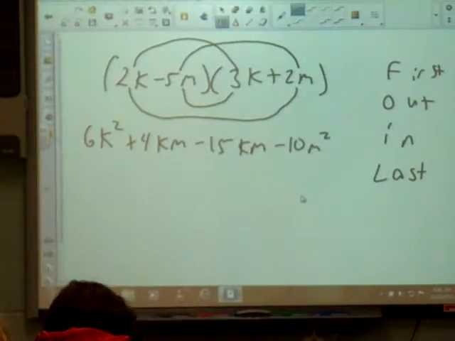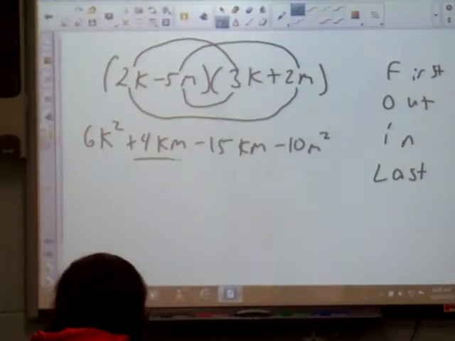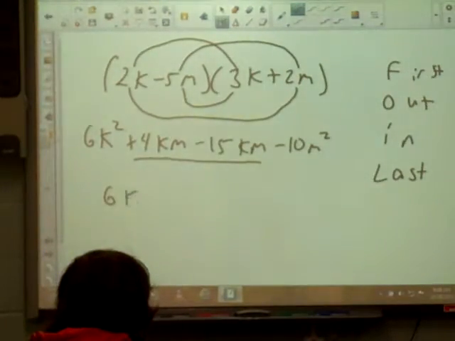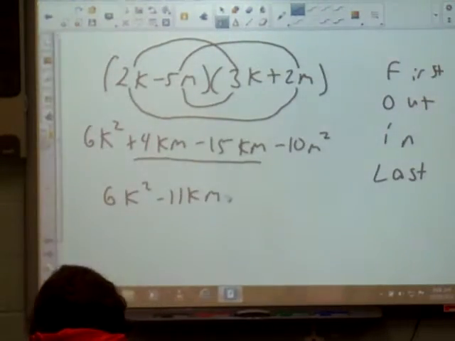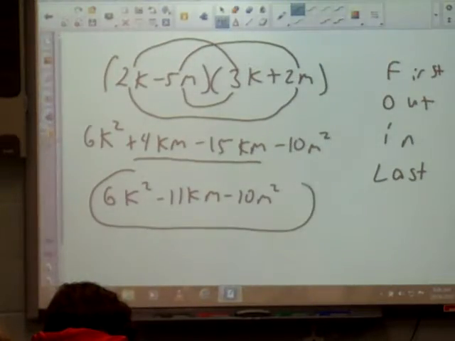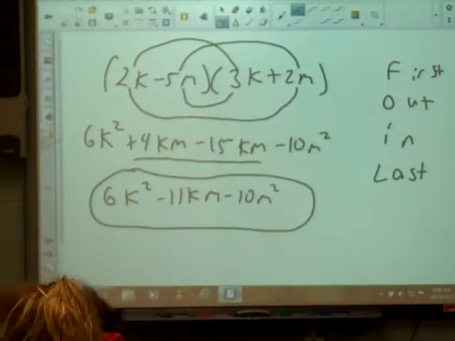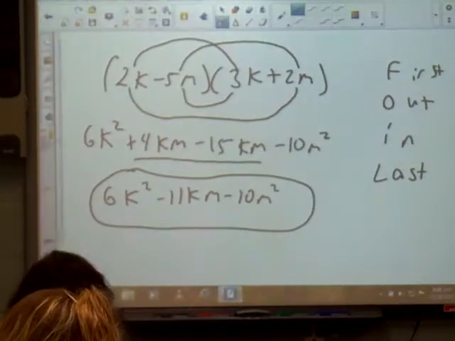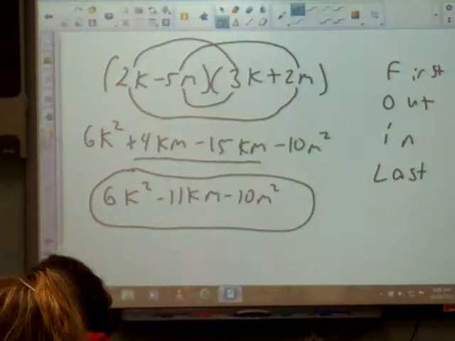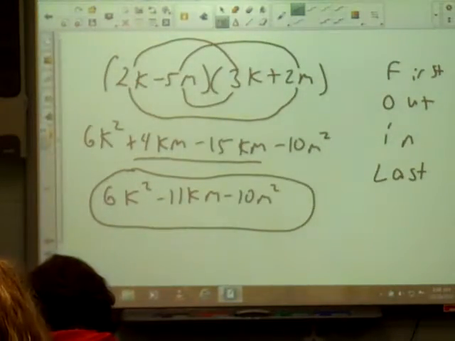Now 95% of the time in FOIL, you're going to have like terms to combine in the middle, and we do on this one. 4km minus 15km is negative 11km. That's it. Forgot to square them. Uh-oh.